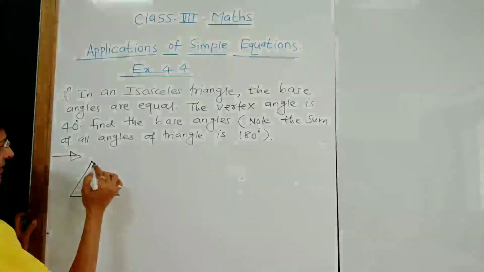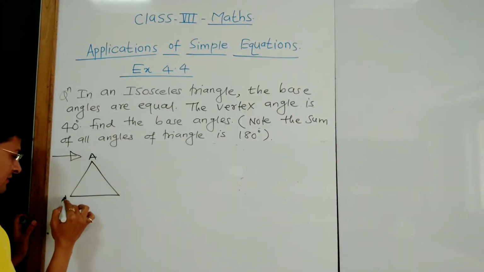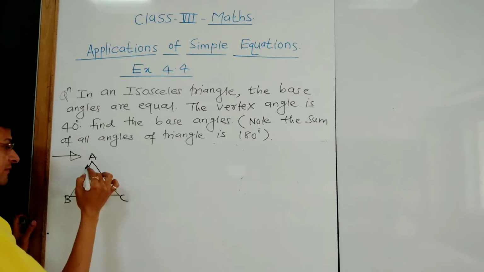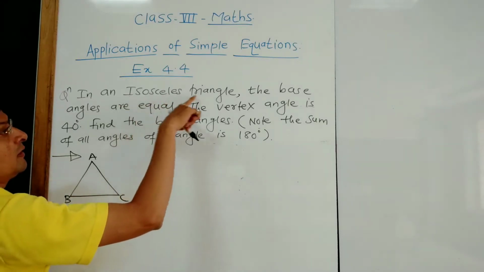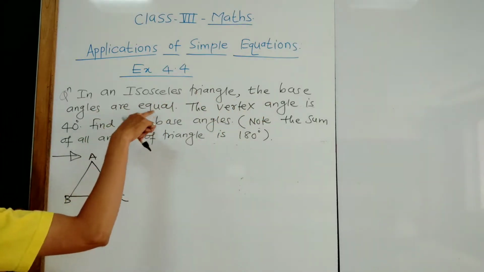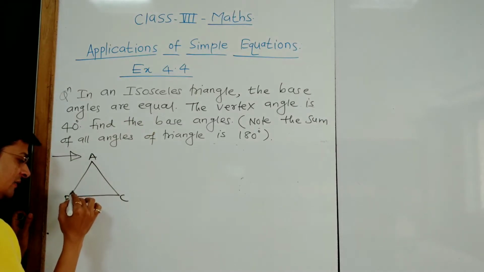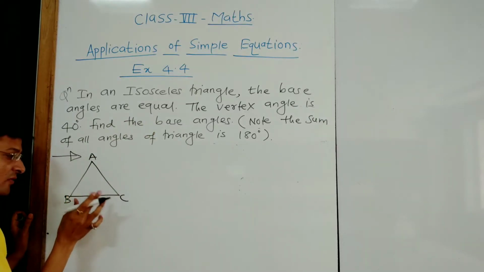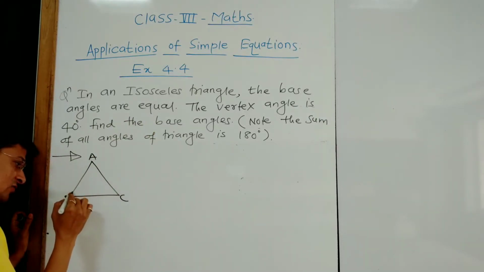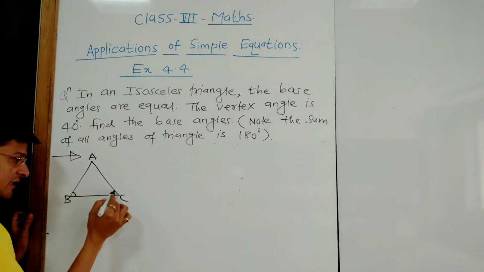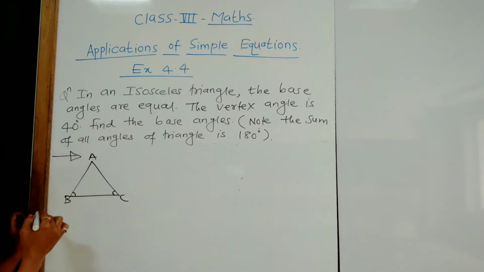A, B, C. Okay, the base angles are equal. So here are the base angles. This is the base of triangle BC. So these are the base angles, here is one and here is one. Angle B and angle C are equal.